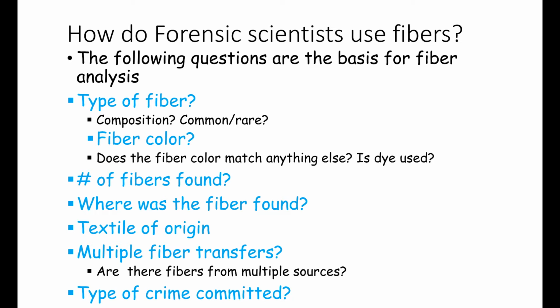Was it part of clothing? Was it part of a carpet? Was it part of a bag? Were there multiple fibers that got passed on from one person to the next? That's called a fiber transfer, by the way. And maybe what kind of crime was committed and how does that fiber evidence tie into that crime? And then we also look at the time between the crime itself and the discovery of that individual fiber.